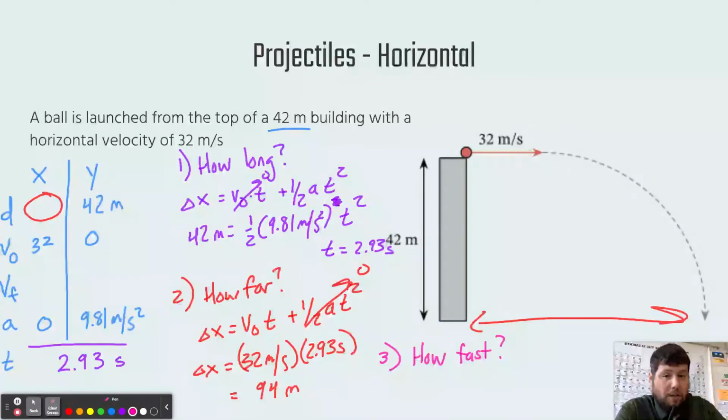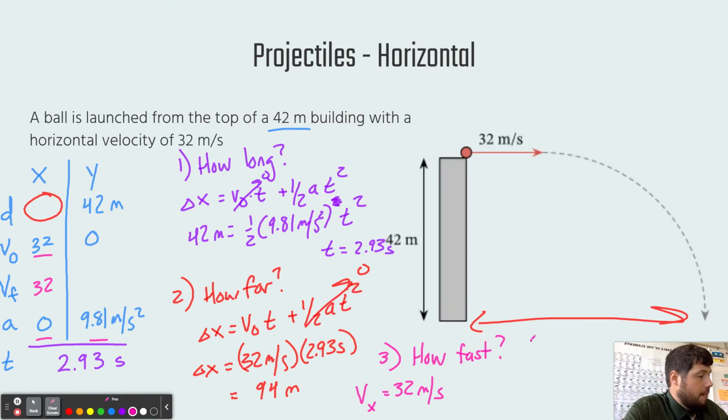Well, one thing to think about is that there's no acceleration in the x direction. So how fast is it going to be going in the x direction? Well, its x velocity is not changing. So how fast it hits the ground at in the x direction is 32 meters per second. But it is changing speed in the y direction. So we know that's going to be 32, but I can figure out how fast it's going in the y direction.